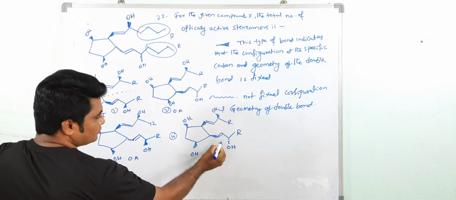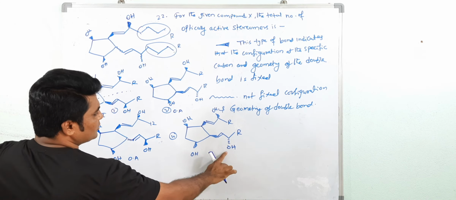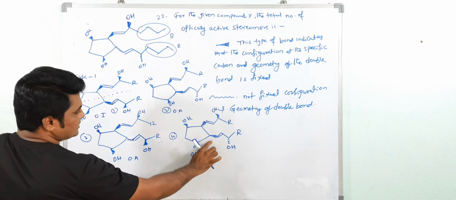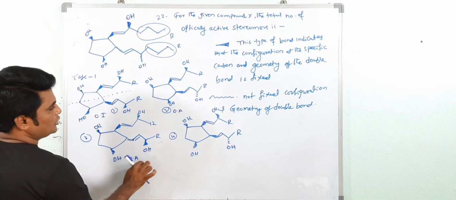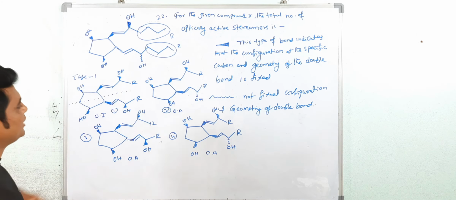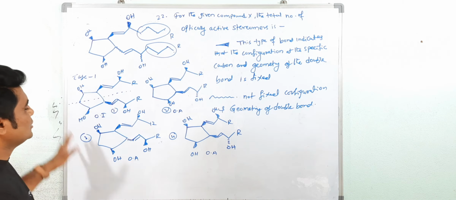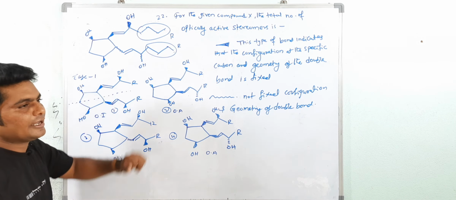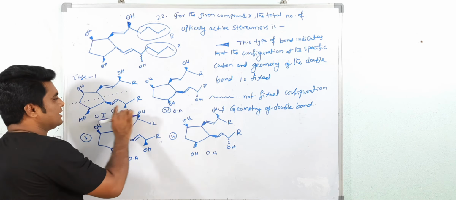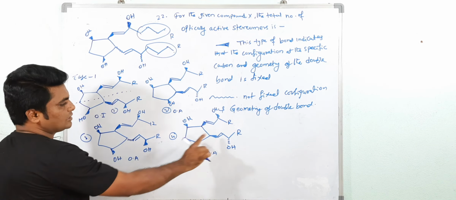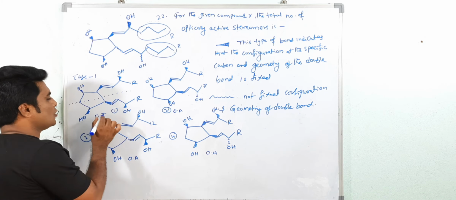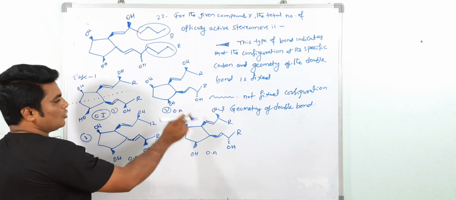See here, this is what? This is above the plane, below the plane, and this is above the plane. This is below the plane, above the plane. Total, this is also optically active. Total we are getting how many here? 4 you are getting. In all cases the geometry of the pi bond is trans, and trans. So totally we are getting 4. Out of these 4, 1 is optically inactive and the 3 are optically active.